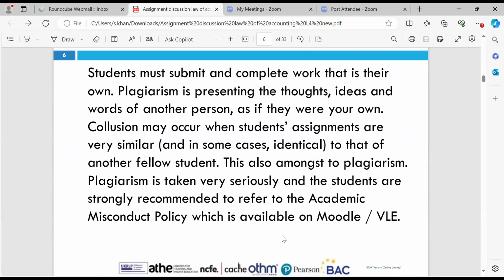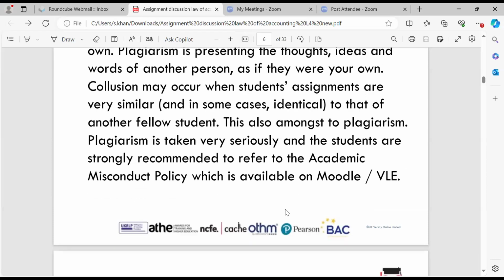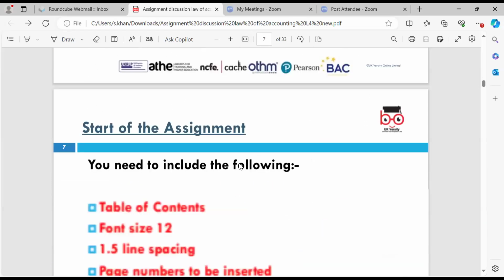So you need to make sure that you are following the academic misconduct policy, which is available on Moodle for you. I just have a read of it. It's really, really important that you are referencing all your work, and I will reiterate this throughout this session, that referencing is really important.